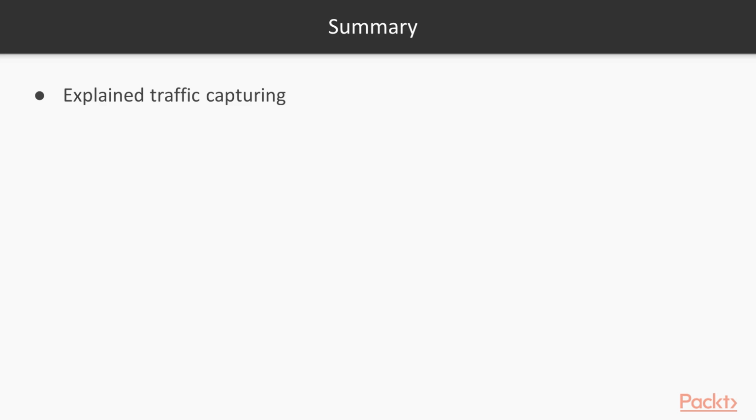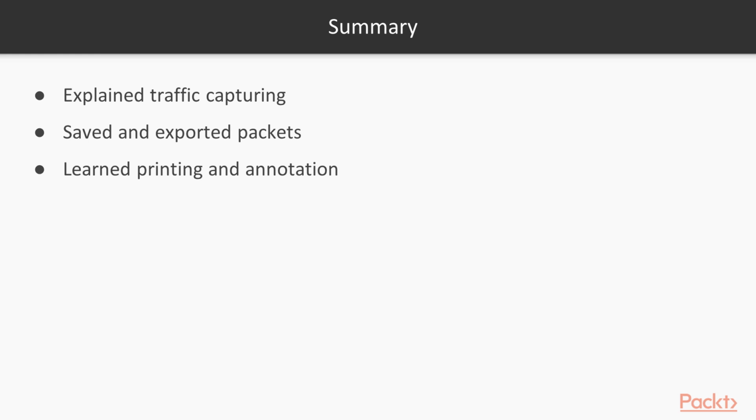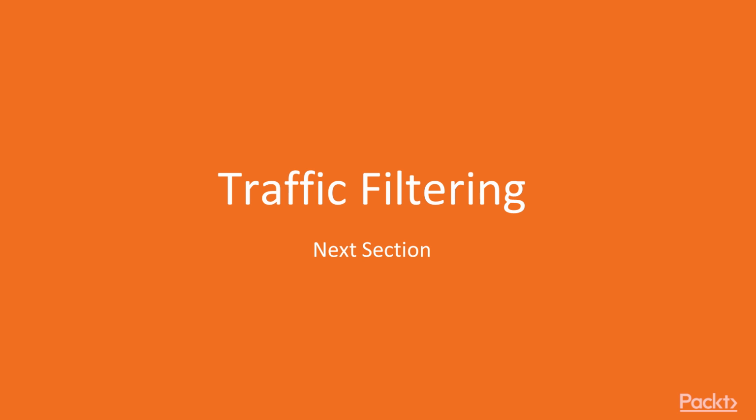Now if we talk about the section summary, in this section we have learned how you can capture traffic inside Wireshark, how you can save and export packets, how you can use printing and annotation process, and how you can perform remote capturing in Wireshark. So this is all about this section. In the next section we are going to learn about traffic filtering.